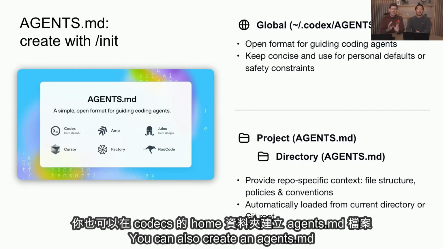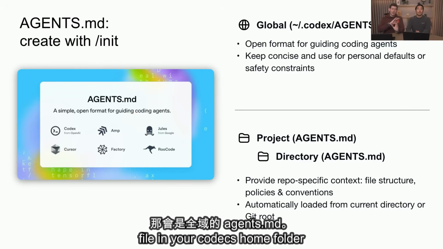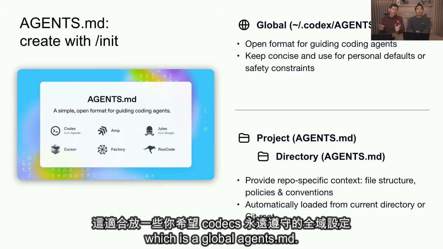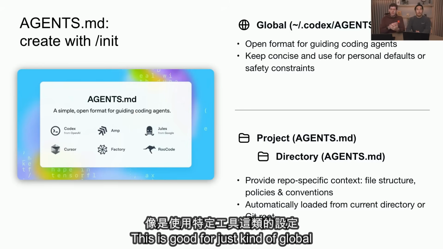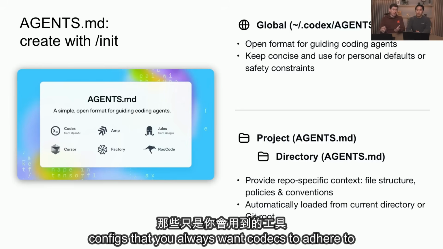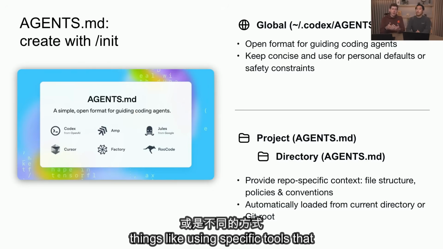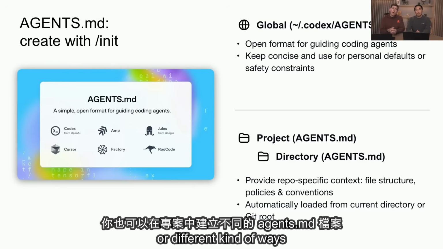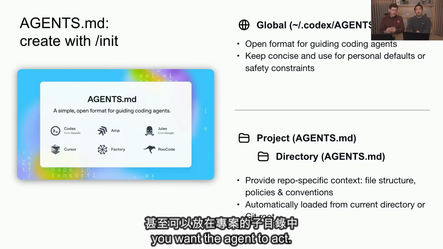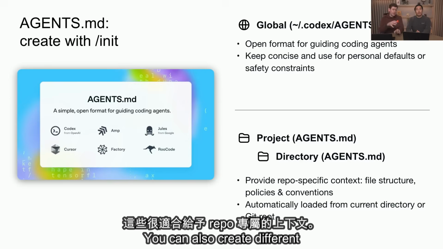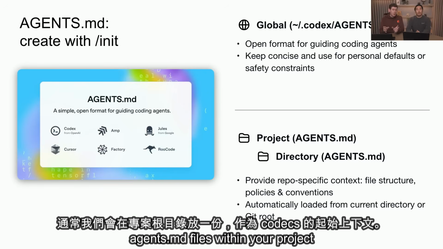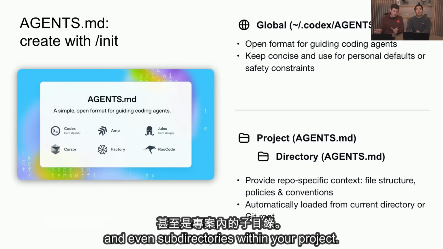You can also create an agents.md file in your Codex home folder, which is a global agents.md. This is good for just global configs that you always want Codex to adhere to, things like using specific tools that you use, or different ways you want the agent to act. You can also create different agents.md files within your project and even subdirectories within your project.